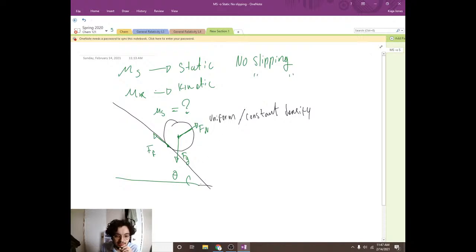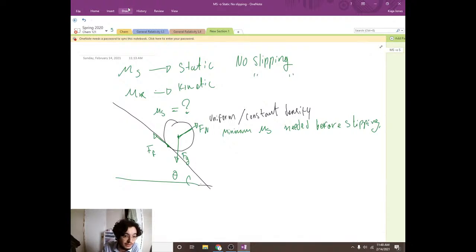And then, let's say that we want to find what's the minimum coefficient of static friction, what's the minimum coefficient needed before the ball starts slipping? Well, in order to do that, we'll need to do some Newton's second law stuff.